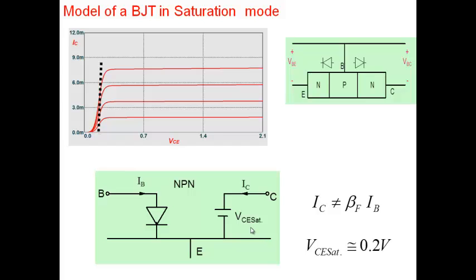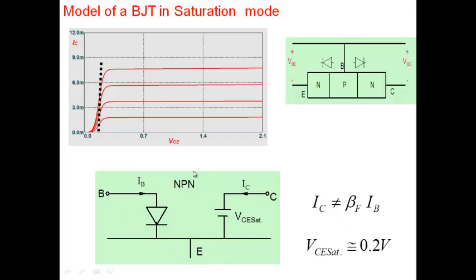This value, as I said, for our discussion, VCE sat varies from transistor to transistor. We'll take it approximately as 0.2. Okay, we'll take it as 0.2. And so note, this voltage is 0.2. IC will not be equal to beta IB in the saturation region. So wherever you see a transistor in saturation, I could replace the transistor by this particular model here.